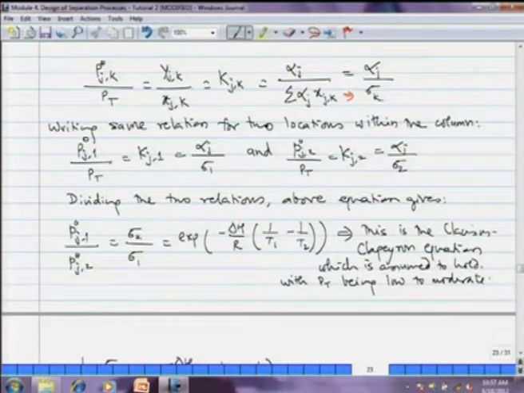The vapor pressure is now expressed in terms of the Clapeyron equation. P naught J 1 divided by P naught, that is the standard state, is equal to exponential of minus delta H by R into 1 by T 1 minus 1 by T 0, where T 0 is the temperature of the standard state, usually the STP condition.